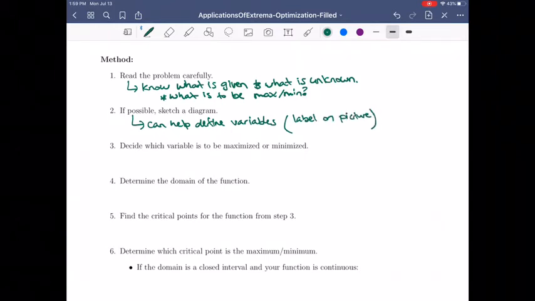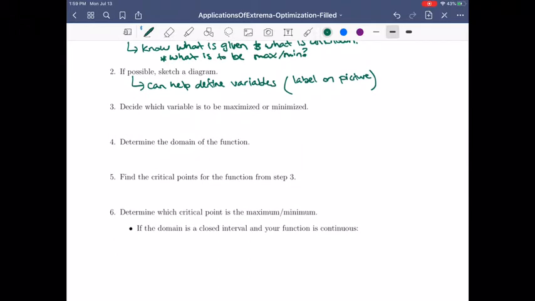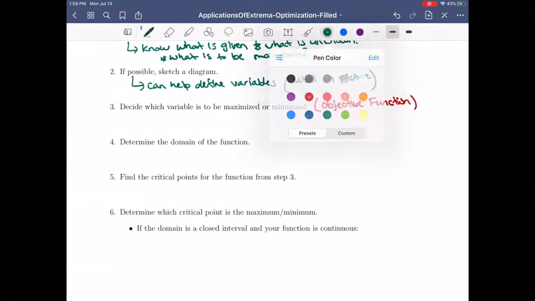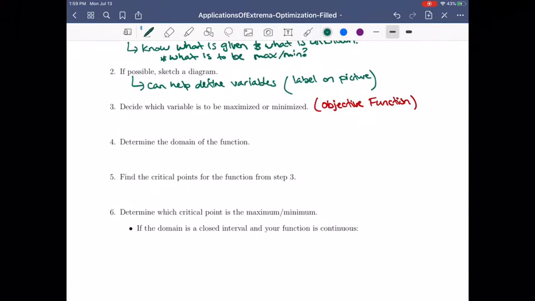The last example didn't have a sketch associated with it, but a lot of them do. So there's going to be one variable that is to be maximized or minimized. Like I said, this is what we call the objective function. So you want to know what this is, and you're going to want to express this in terms of your other variables.